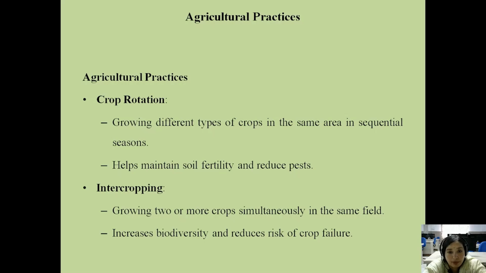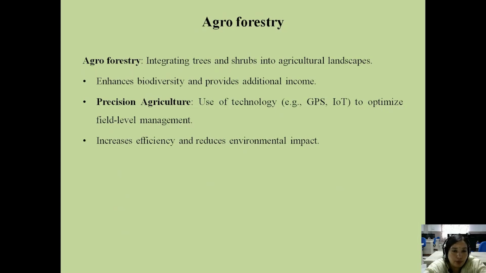Crop rotation is growing different types of crops in the same area in sequential seasons, and it helps maintain soil fertility and reduce pests. Intercropping is growing two or more crops simultaneously in the same field, increasing biodiversity and reducing risks of crop failure. Then agroforestry integrates trees and shrubs into agricultural landscapes, enhances biodiversity, and provides additional income.